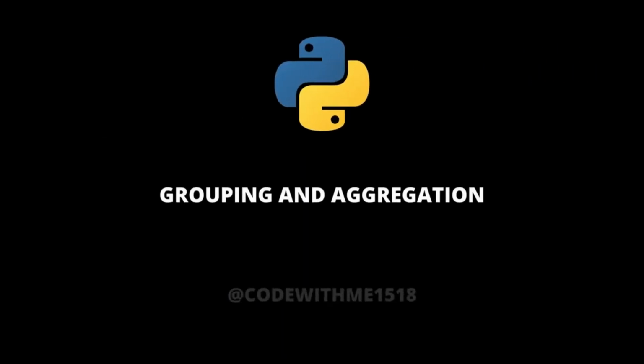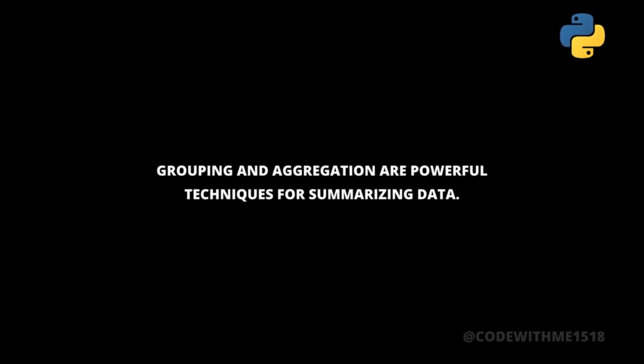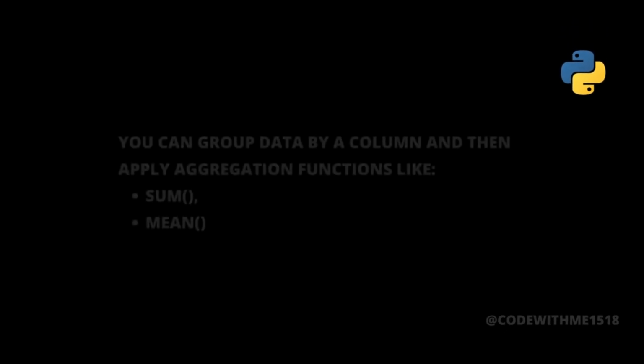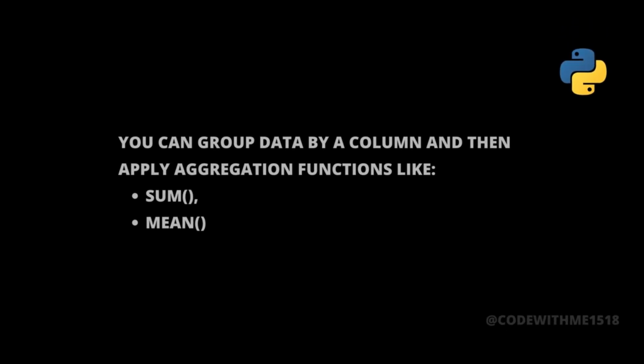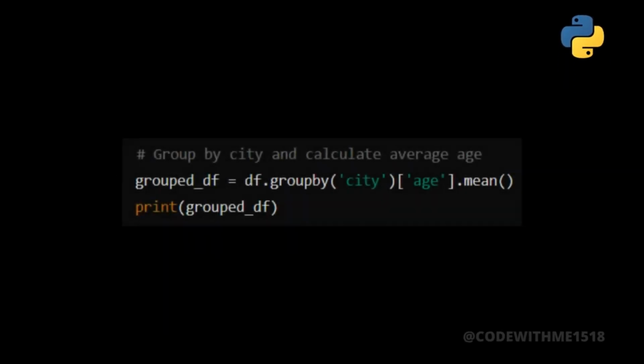Grouping and aggregation are powerful techniques for summarizing data. Let's see how to group data and perform aggregation functions. You can group data by a column and then apply aggregation functions like sum, mean, etc. For example, let's group by city and calculate the average age.